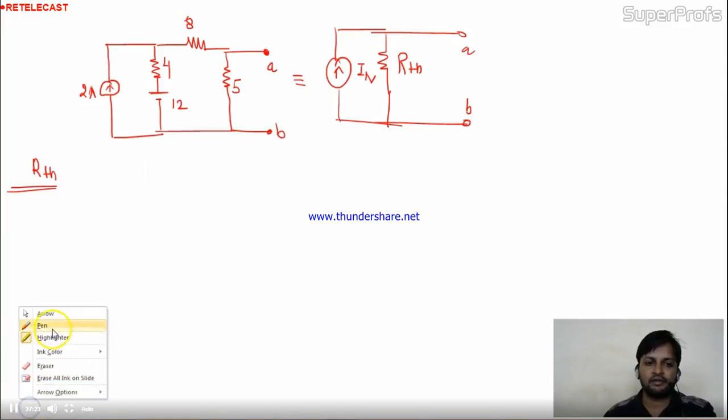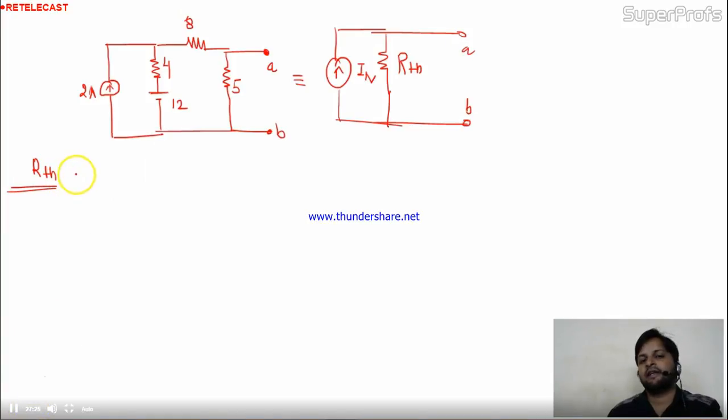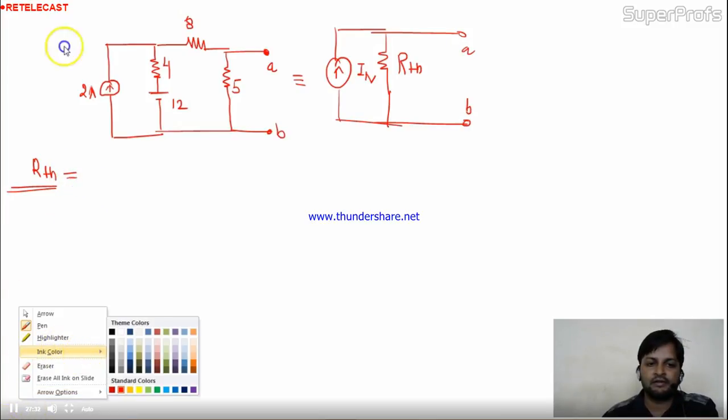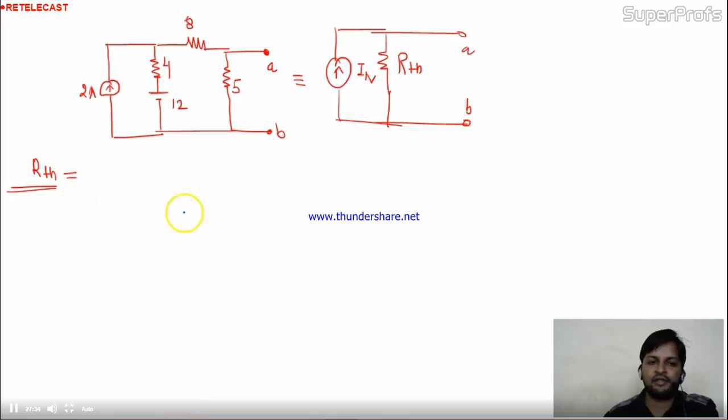Wait a minute. For the RTH, we have to turn off all independent sources from the circuit. I'll turn off the sources. This current source will be open. This 4 will be as it is. This 12 will be short circuit.